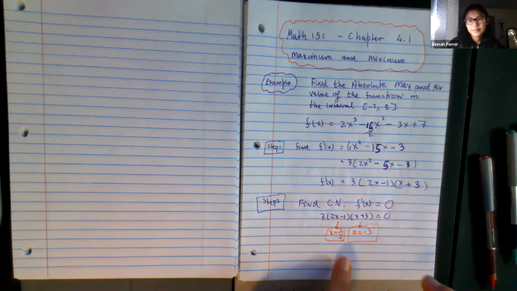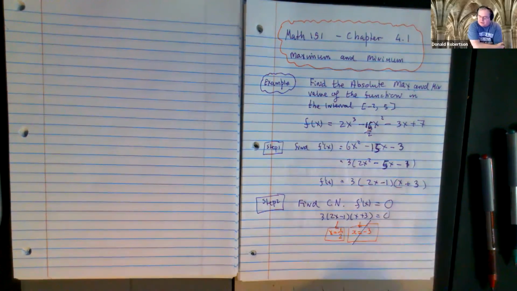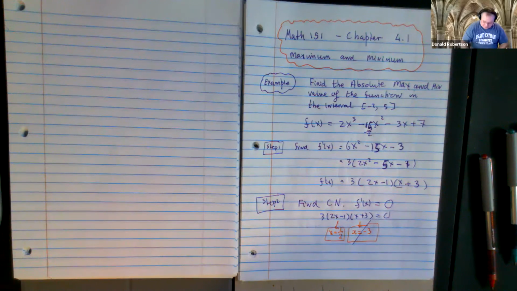-3. You will find that sometimes you have to kill one or more of your possible critical numbers. In this case, I'm killing off -3. So that's step 2 done.